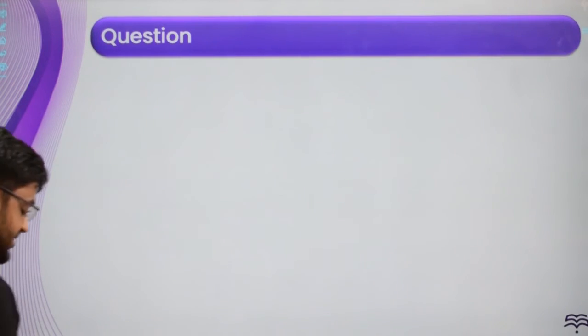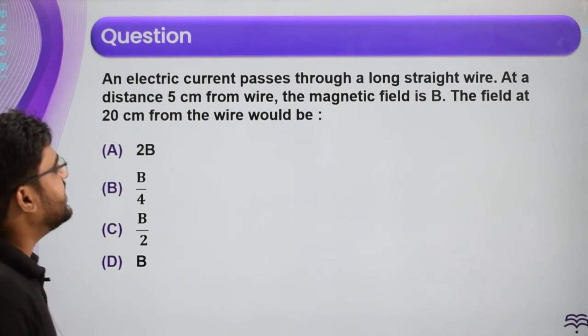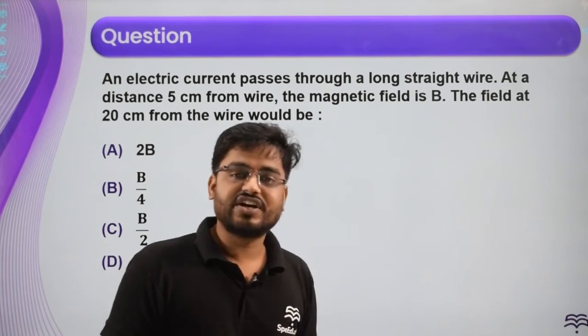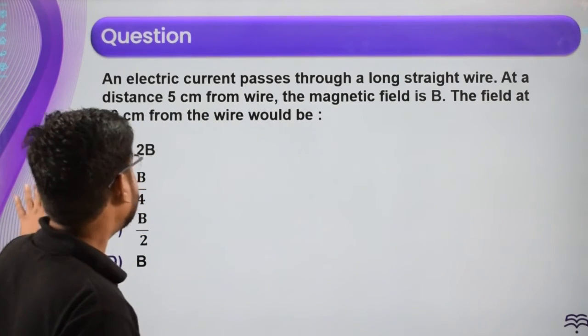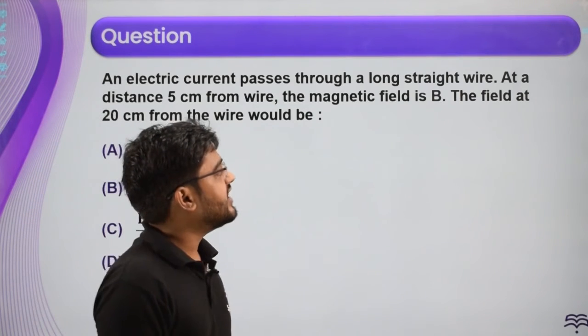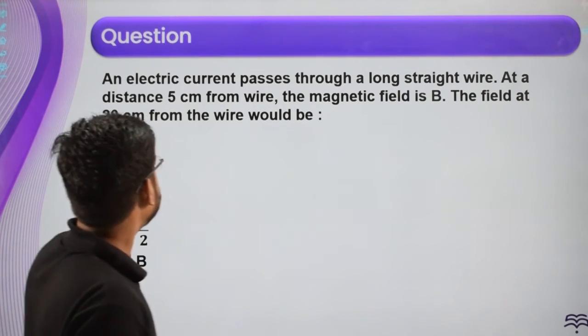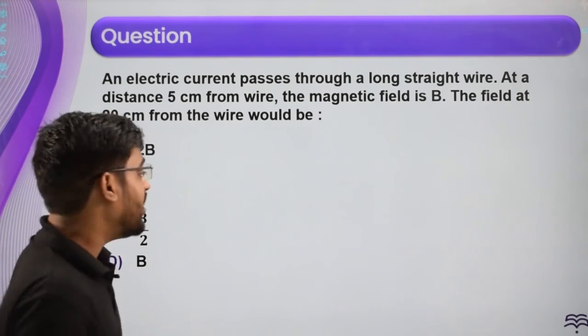Now there is a question. So let us discuss this question. This question says an electric current passes through a long straight wire. At a distance 5 cm from the wire, the magnetic field is B. And now they are saying find the field at a distance 20 cm from the wire. So what will be the magnetic field?